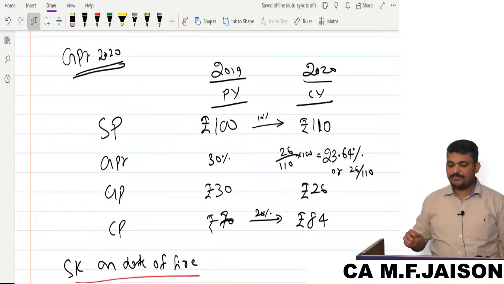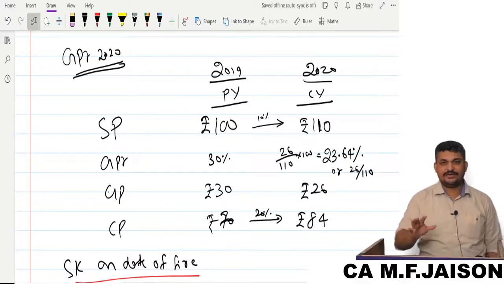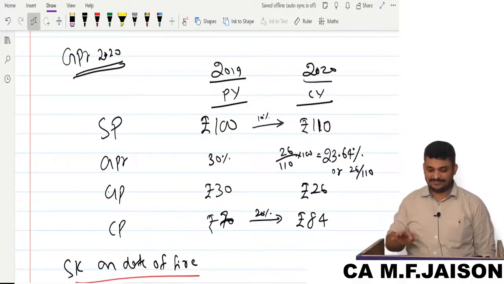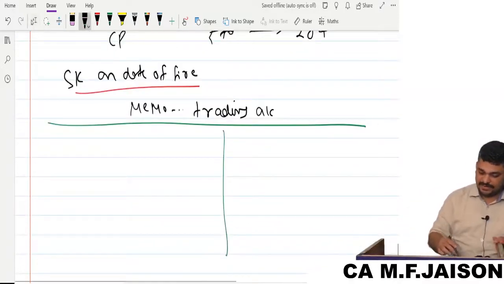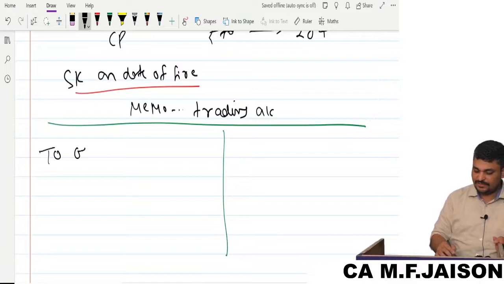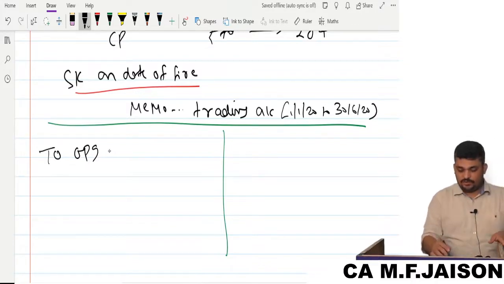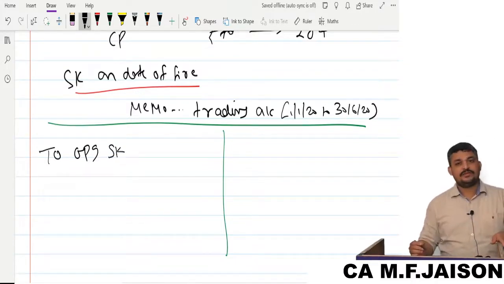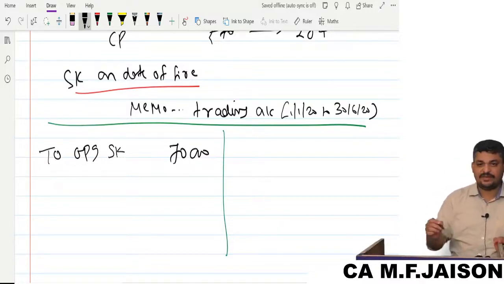So 26 by 110 or 23.64%. Anyway, you would have got it. You would have already done it, but I am just ensuring that all of you are doing it. Then stock on date of hire, by preparing the memorandum trading account, we have opening stock. This is from 1st January 2020 to 30th June 2020. What is the opening stock, my dear friends? Opening stock is 70,000. It's carried forward from the previous year.